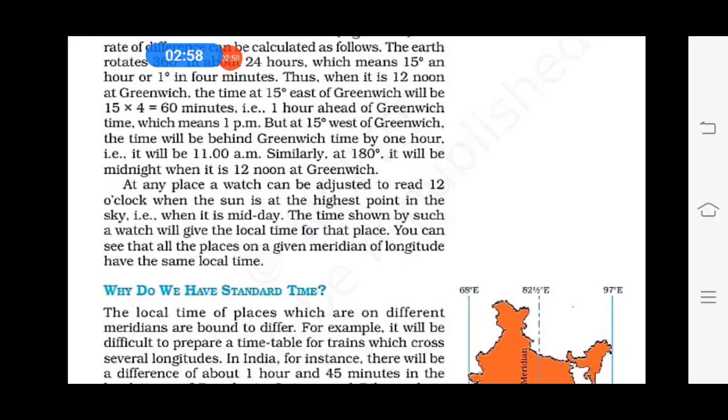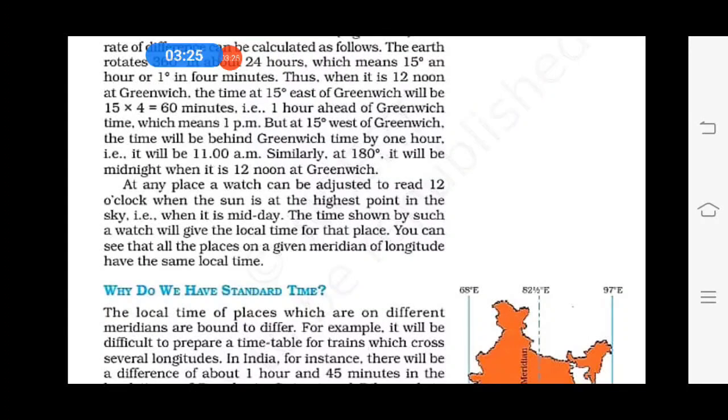That means earth rotates 360 degrees in 24 hours. It rotates 15 degrees in 1 hour. If it takes 24 hours to complete 360 degrees, then obviously it will take 1 hour to move 15 degrees. And similarly, it will take 4 minutes to rotate 1 degree.